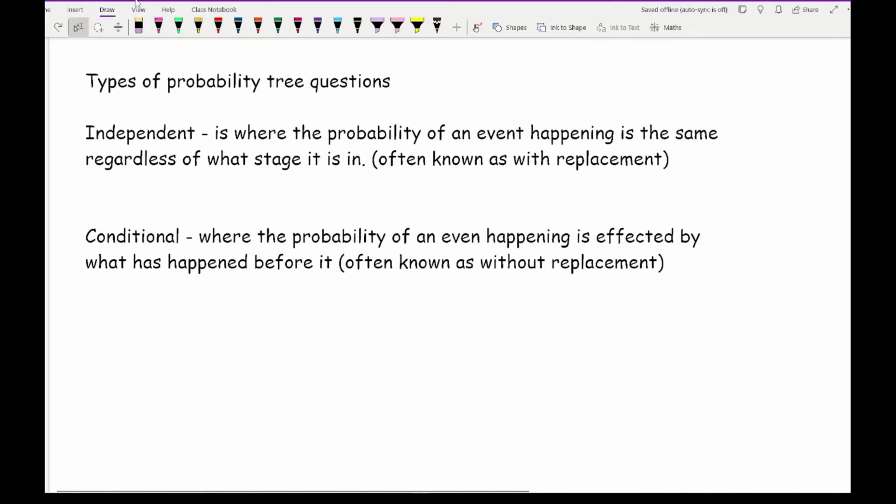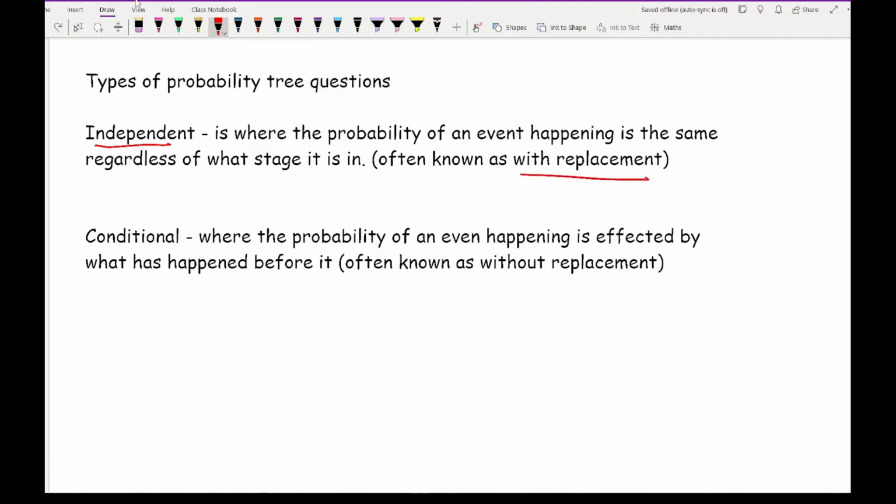Now, in terms of the types of probability tree questions you can get, there is one in terms of independent. The word independent is where the probability of an event happening is the same regardless of what stage it's in. So in other words, the probability stays the same. The outcome of one event is not linked to the outcome of another. Now, this is what we know in probability tree language as with replacement.